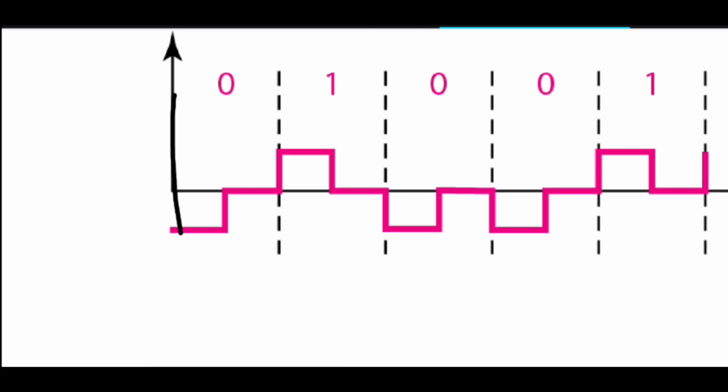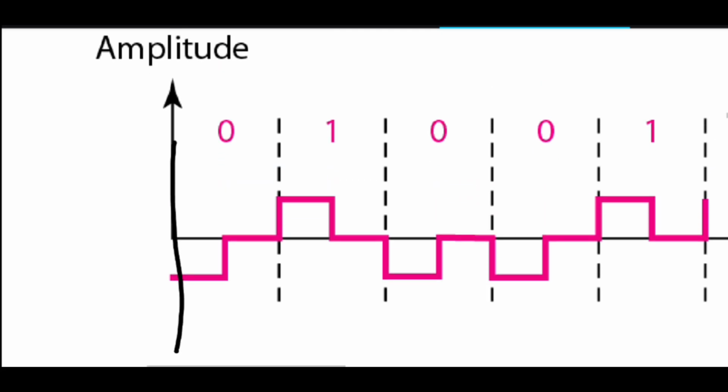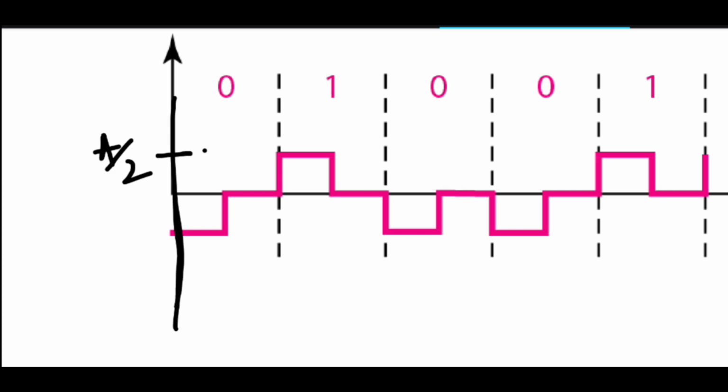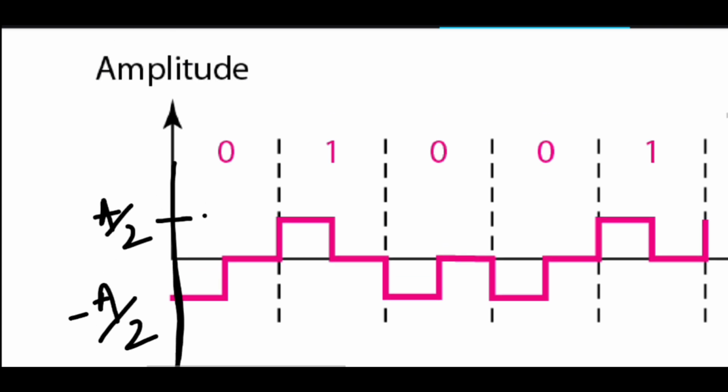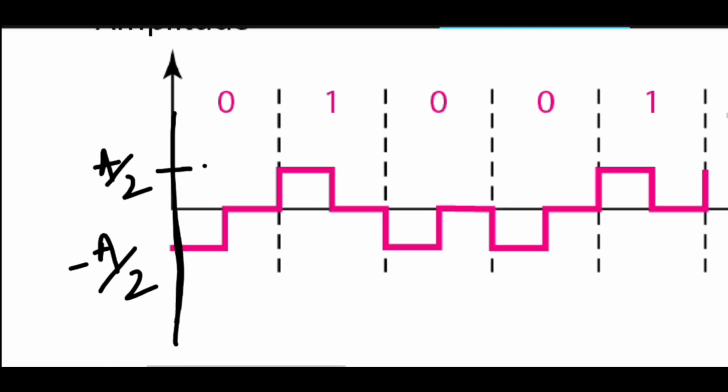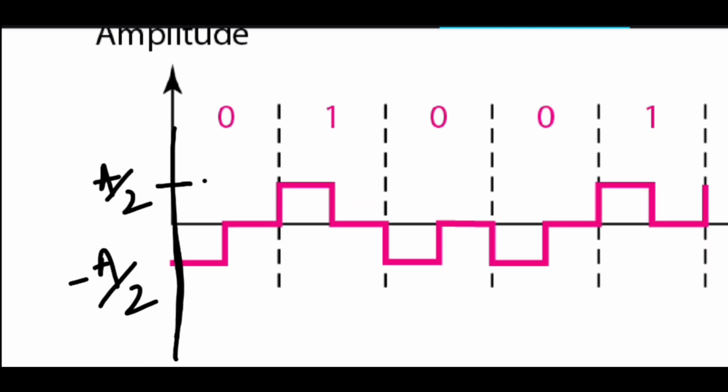You can draw it like this. This is our amplitude, and this may be our A by 2, and this may be our minus A by 2, and this is our 0. Here three values are maintained: one is positive, one is negative, and one is 0.